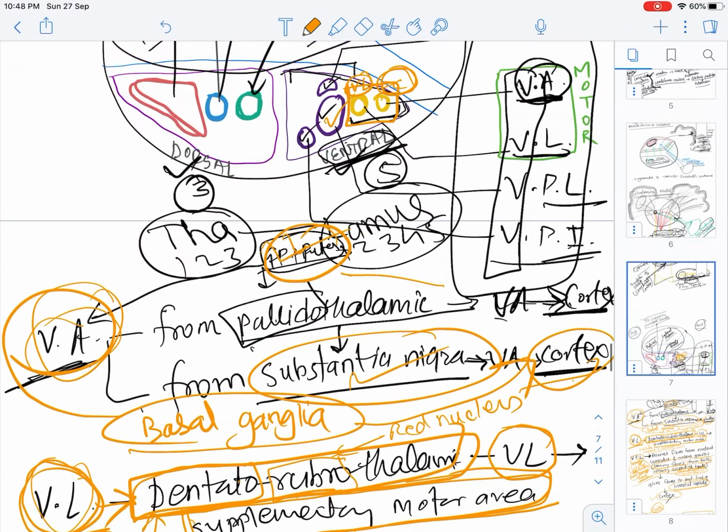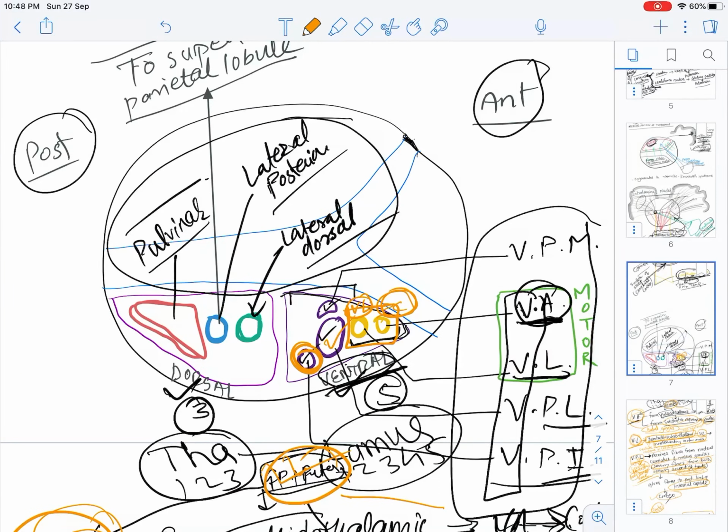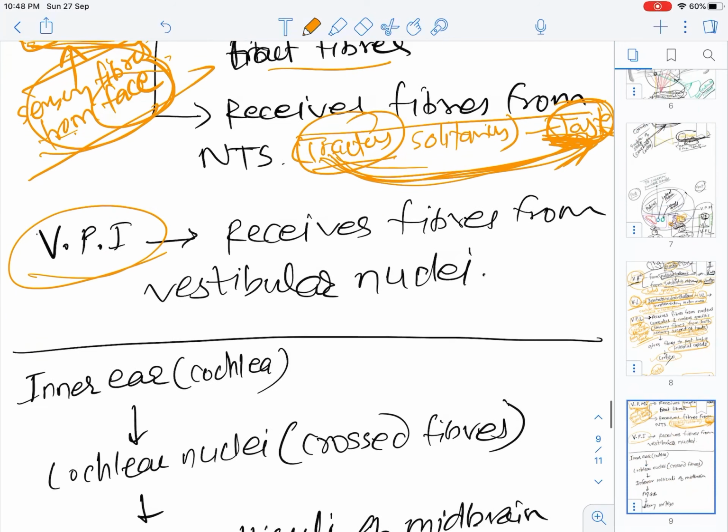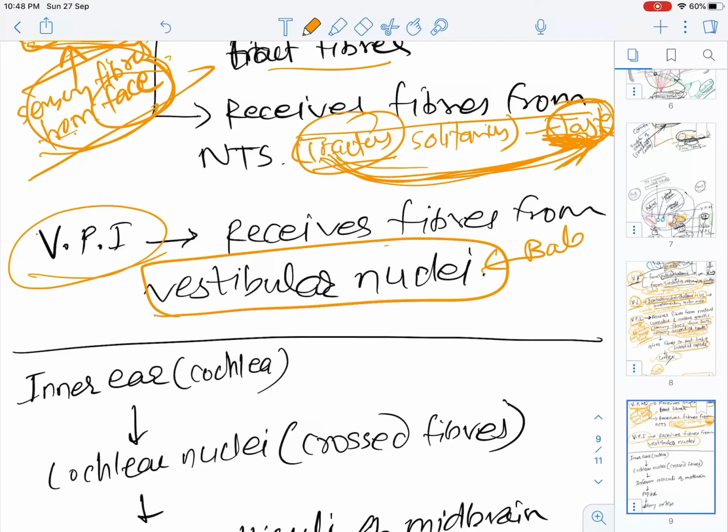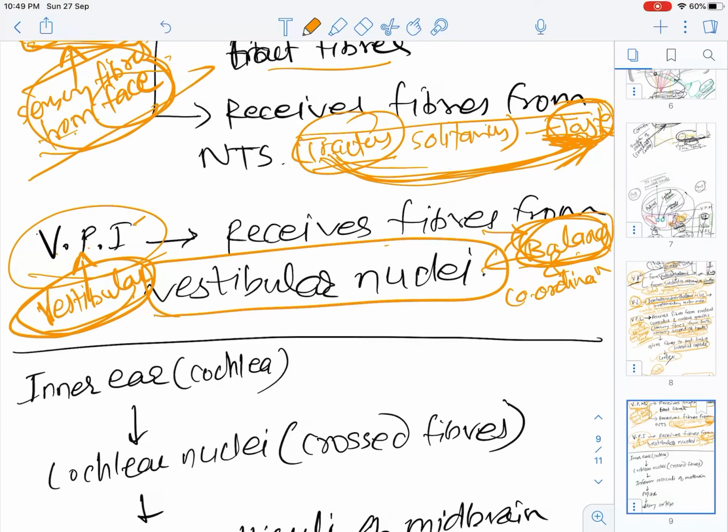So the third nuclei is ventropostro inferior. Okay, here it is ventropostro inferior. So it receives fiber from vestibular nuclei. And what is the function of vestibular nuclei? Vestibular function is balance and coordination. So main is balance, vestibular nuclei maintain the balance. So for VPI, what to keep in mind: ventropostro lateral inferior nuclei, only vestibular, okay, only vestibular nuclei, and there is balance.